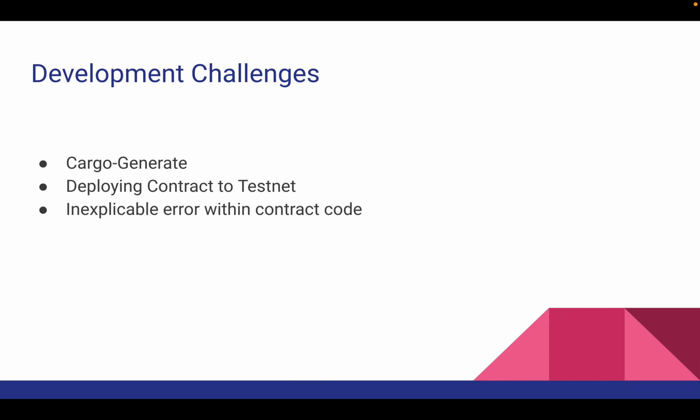Then during the development process itself, we ran into issues with deploying. These were issues on the testnet and local Terra. Both times there was no successful way of deploying the contract without removing essential parts of the contract itself. This was most likely due to an inexplicable error within the contract code, which we weren't able to track down and fix.